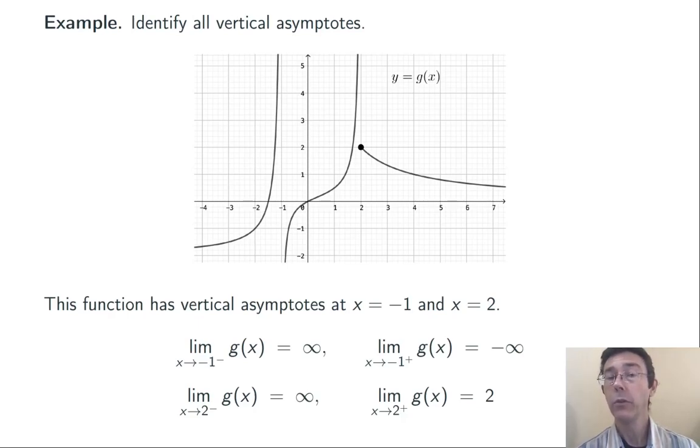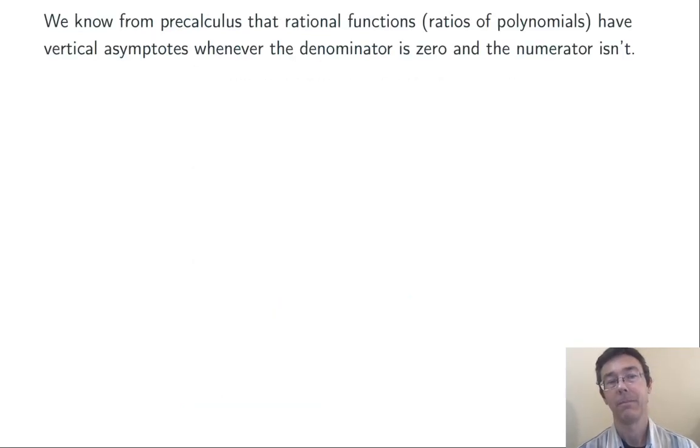At x equals 2, only one of the one-sided limits is infinite, the left-hand limit. The limit as x goes to 2 from the left of g of x is positive infinity. Now, the limit from the right is finite, it's 2. However, we still have a vertical asymptote in this case. All we need is for one of the one-sided limits to be infinite.